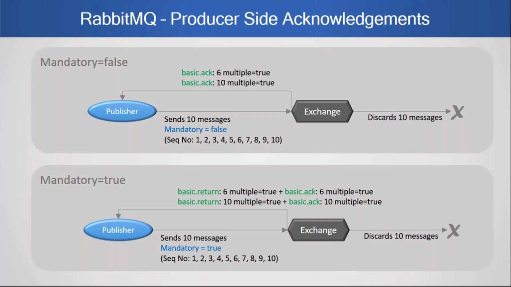So mandatory, false and true. Consider when an exchange has no queues bound, or perhaps it has a topic exchange bound, but the routing key doesn't match, and the exchange cannot deliver the message to any queue. By default, the mandatory flag is set to false. So this exchange will happily say, yep, I got it, and then discard the message. In many cases, this might be okay.